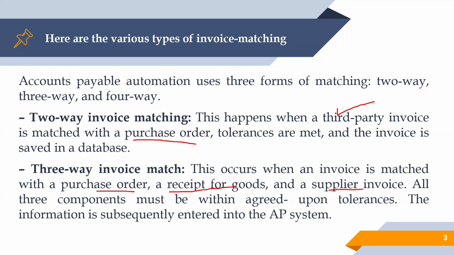There might be some tolerance also, and we have to accept as per that tolerance. And if everything is correct, then we have to accept and process that invoice in accounts payable. That's the three-way invoice match concept. So two-way belongs to only purchase order and invoice. Three-way is purchase order, GRN, and supplier invoice.